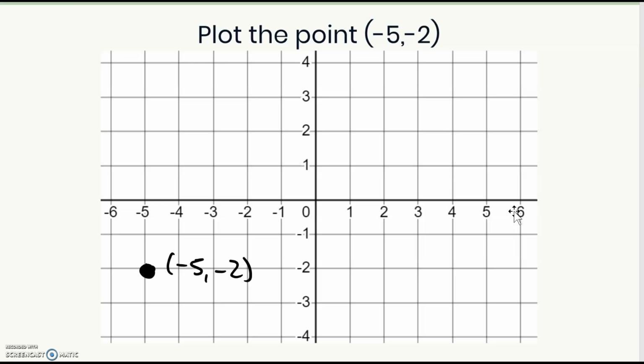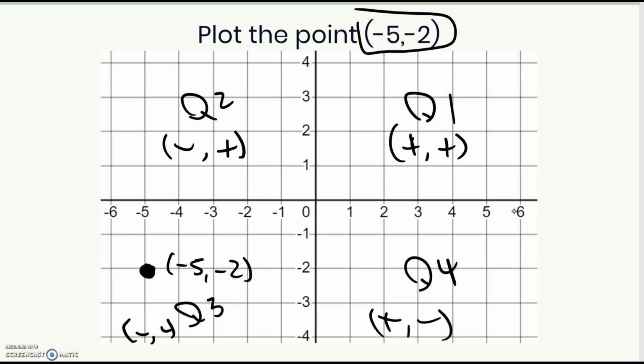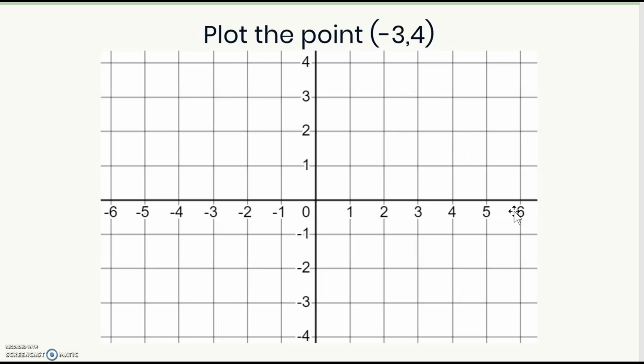Also, if we go back, remember this was quadrant 1, quadrant 2, and quadrant 3, and this is quadrant 4. Always in quadrant 1, the x will be positive, the y will be positive. They'll both be positive. In quadrant 2, x is negative, y is positive, all the time. In quadrant 3, they will both be negative, like they are in this problem, or that point. In quadrant 4, your x will always be positive, your y will always be negative. That's always true. So let's look at the point (-3, 4).